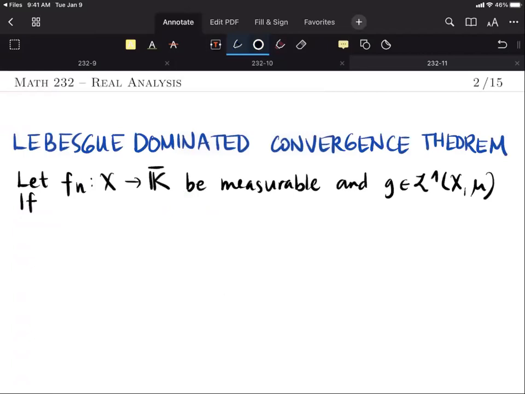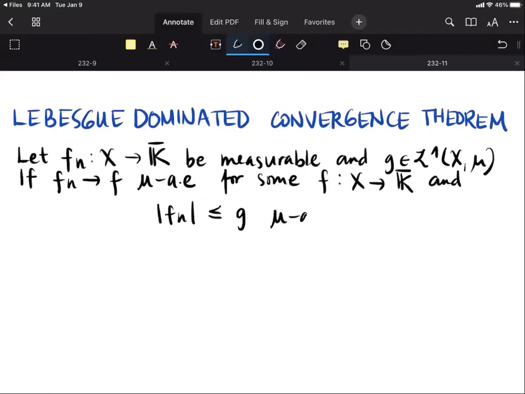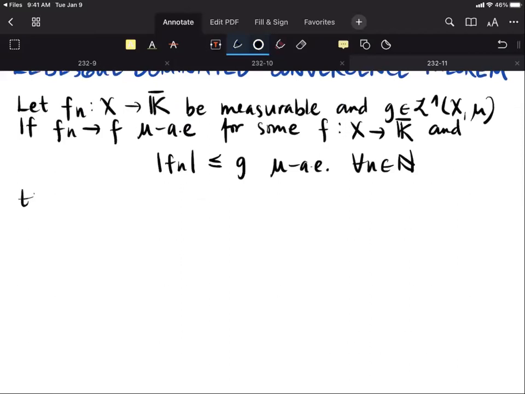If, let's say, you have convergence for some f, you almost everywhere, and that your sequence is dominated by G in the sense that the magnitude of f sub n is less than or equal to G, you almost everywhere for all n, then f sub n and f are also Lebesgue integrable, and we can interchange the limit.